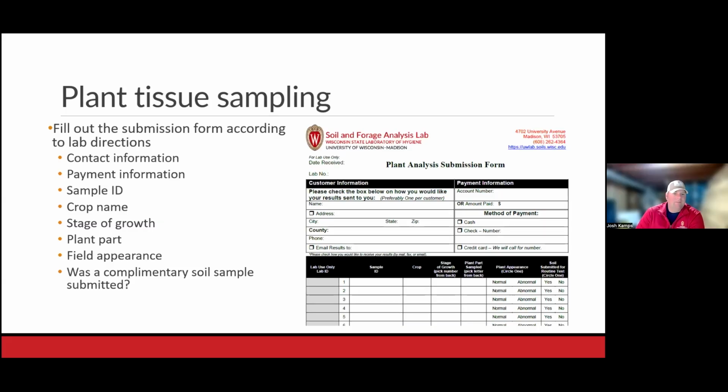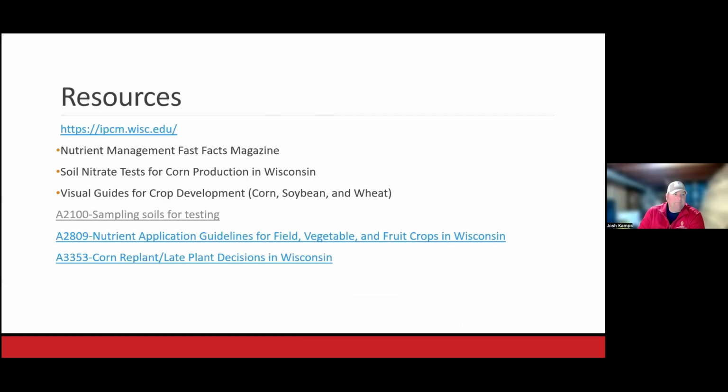Apologize. Okay, and this is the submission form, what it looks like for the plant tissue test at the Wisconsin lab. Again, it might be different at other labs, but contact information, payment information, sample ID, crop name, stage of growth, plant part, field appearance, and then was a complimentary soil sample submitted. Okay, just some basic information that you're going to want to have.